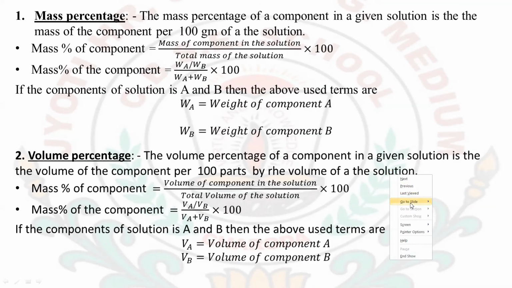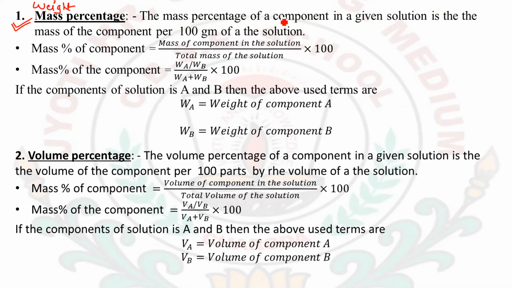Let's talk about some things which you have also studied in your class 11th, but they are going to be used in this chapter also. So first is the mass percentage. The first topic which I am going to discuss here is the mass percentage, also known as weight percentage, or weight by weight ratio. So what is mass percentage?